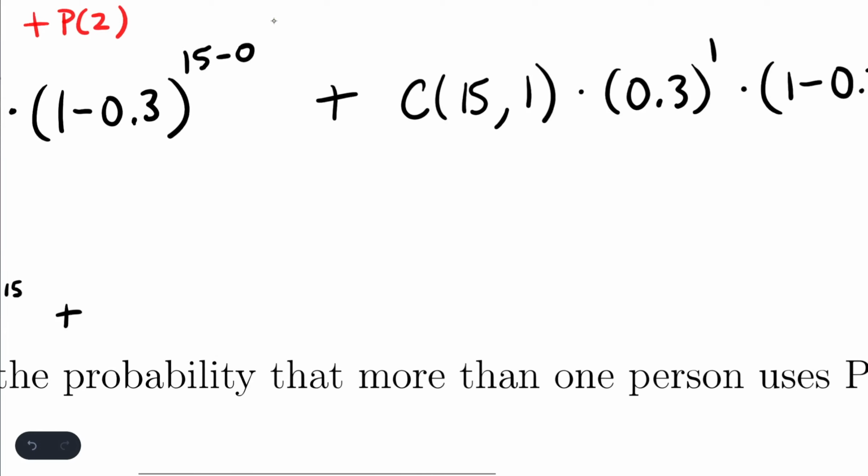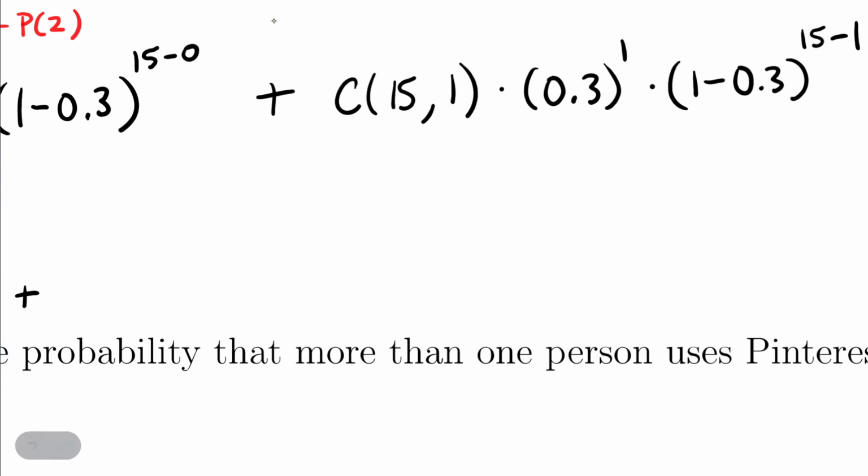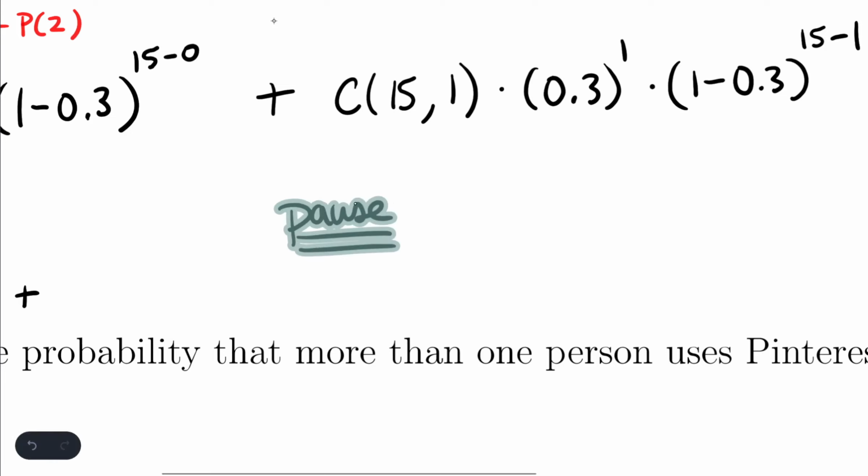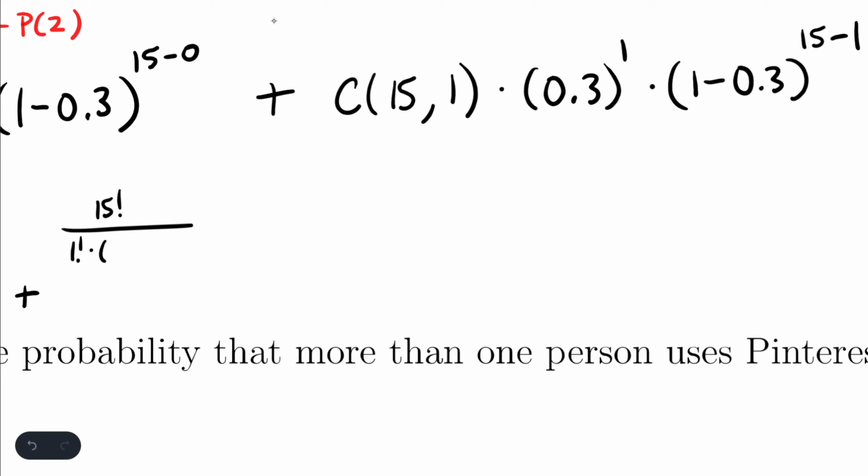So the next term is the combination of 15, 1 times 0.3 to the 1 times 1 minus 0.3 raised to the 15 minus 1. I'd encourage you now to pause the video and attempt writing this out simplified as we did with the last one. Unpause to check your work. So we know with the combination formula that's 15 factorial over 1 factorial times 15 minus 1 factorial. Now 15 minus 1 factorial, that becomes 14 factorial.